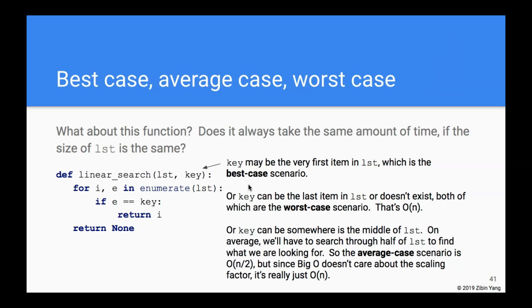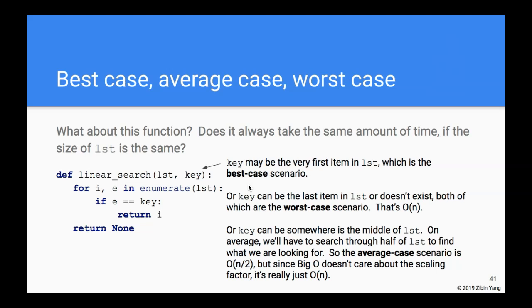Now, the key can be the last item in the list, or it doesn't exist, in which case we'll have to search through the entire list before we realize that. So looking through the entire list is the worst case scenario. And that will be O of n, linear.